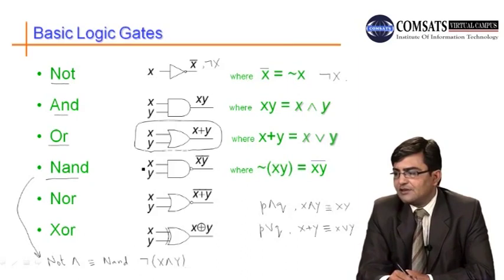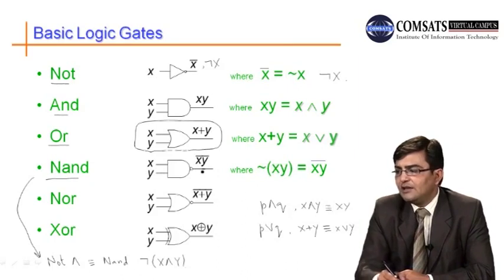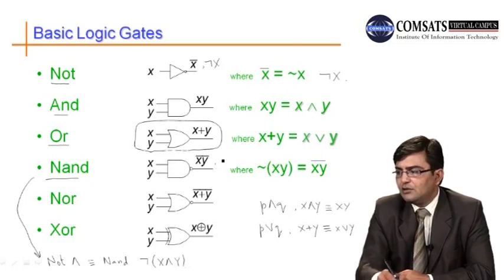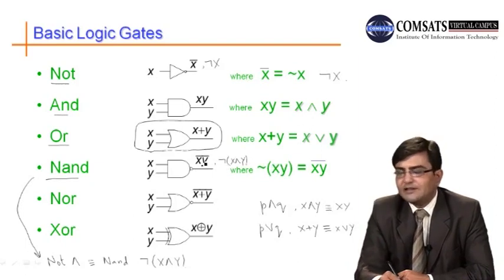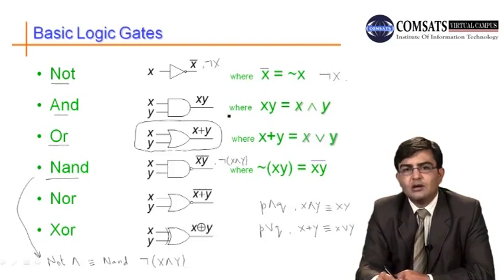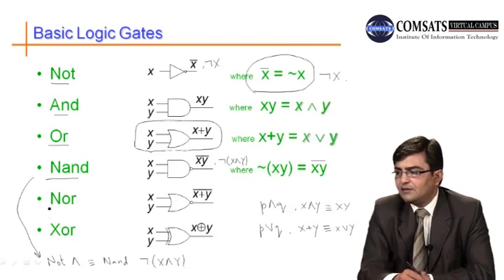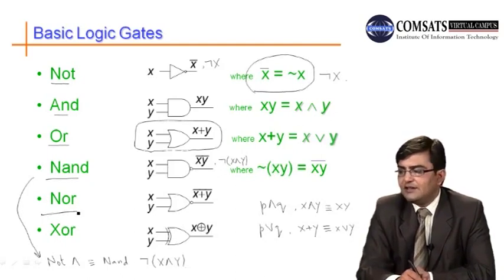Its truth table we can also construct. It has two inputs, X and Y, and the output is X Y bar. What does it mean? It means not X and Y. It is abbreviated as X Y bar. As I have told you, the negation symbol not X is represented by X bar or tilde X, as we have written it here. The next basic logic gate is NOR.